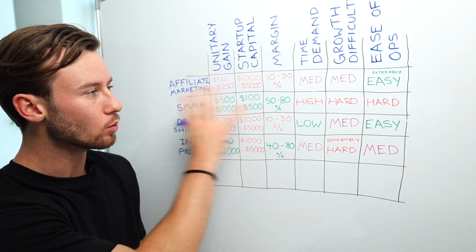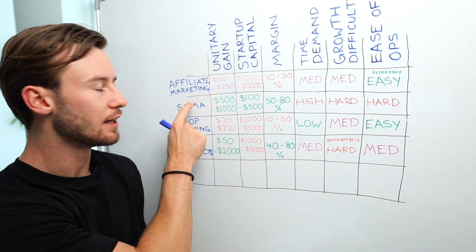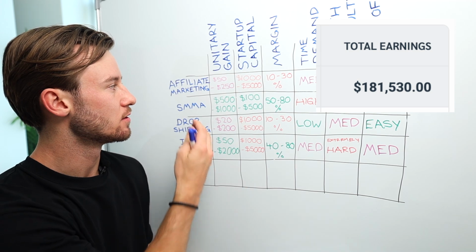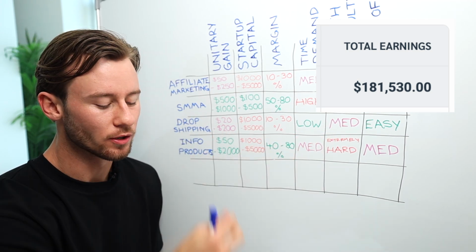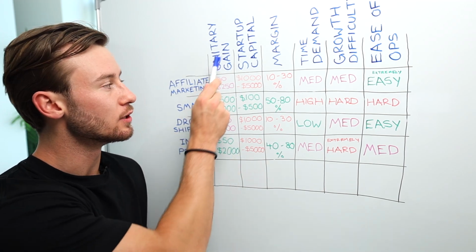Now, to be honest, out of all of these business models that I've tried over the past few years, affiliate marketing is the one I've made the least amount of money with. I've used it to make over $100,000, so I thought it makes sense if I put it on here, but definitely not the one I have the most experience with. And so we're gonna start with unitary gain.